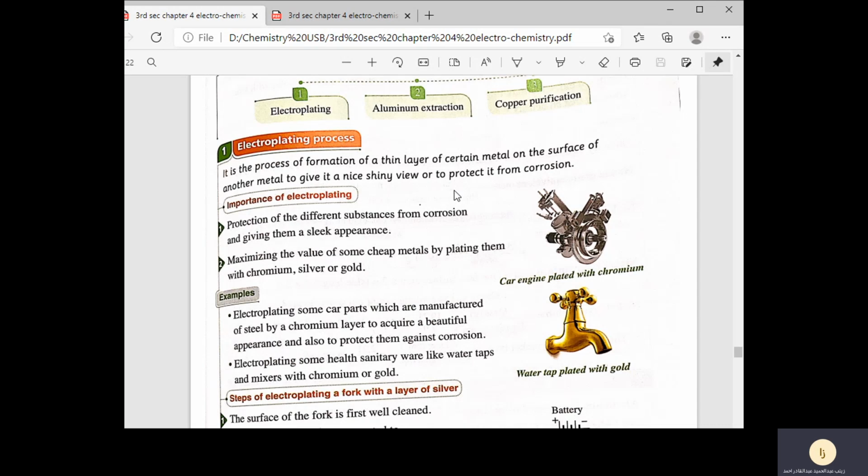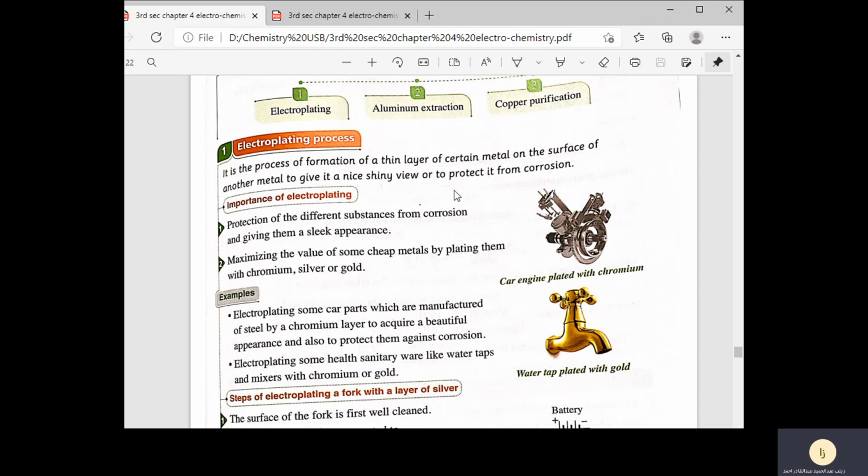maximizes the value of some cheap metals by plating them with chromium, silver, or gold. يبقى هنقول تاني من الالكتروبليتنج ان انا بجيب ميتال يكون cheap، اعمل له covering بprecious metal فبغلي قيمته بخليه more valuable. حاجة تانية بديه shiny appearance.